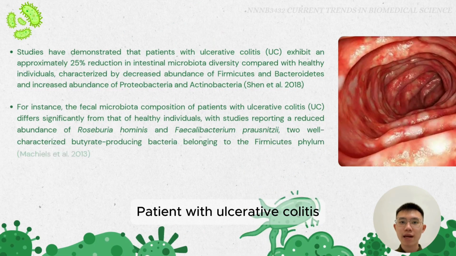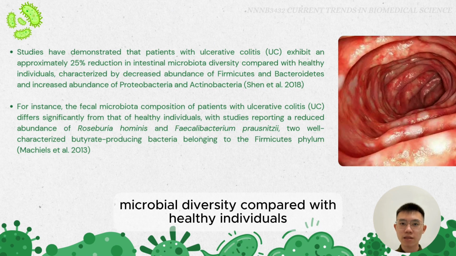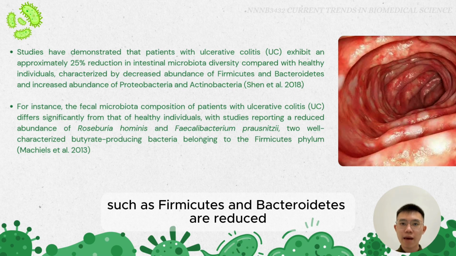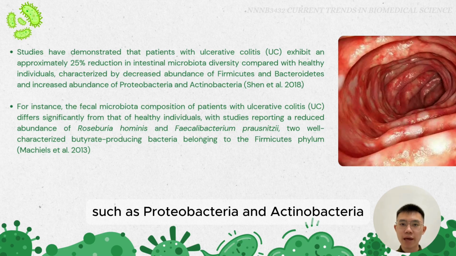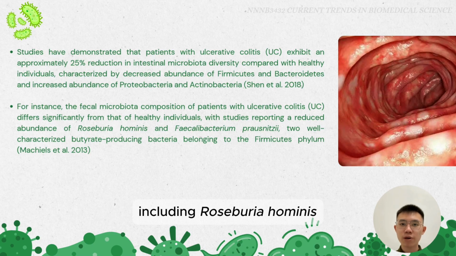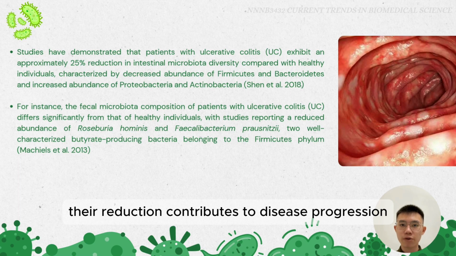Patients with ulcerative colitis show approximately a 25% reduction in gut microbiome diversity compared with healthy individuals. Specifically, beneficial bacterial groups such as Firmicutes and Bacteroidetes are reduced, while potentially harmful bacteria such as Proteobacteria and Actinobacteria become more abundant. Importantly, beneficial butyrate-producing bacteria, including Roseburia hominis and Faecalibacterium prausnitzii, are significantly decreased. Since these bacteria produce butyrate, their reduction contributes to disease progression.